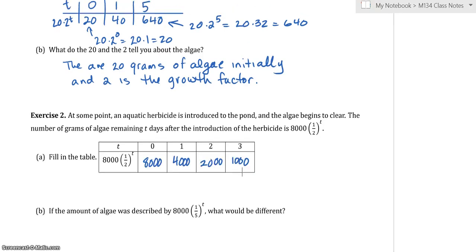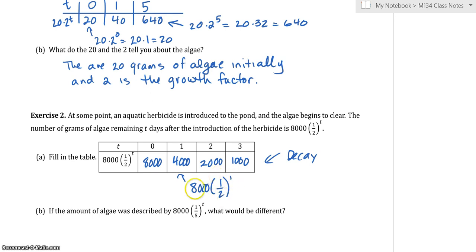Here's the solution for part A. Did you get it correct? This one now, since the factor is 1/2, it's going to decay. They call this a decay instead of a growth. And how much is it decaying here? Well, it starts at 8,000. You plug in 1, so 8,000 times 1/2 to the 1, so it would be 4,000.